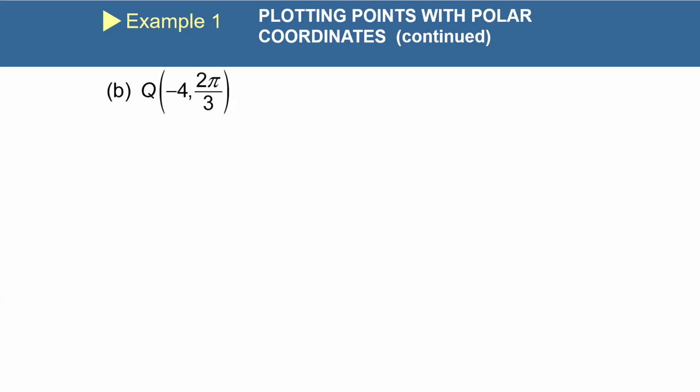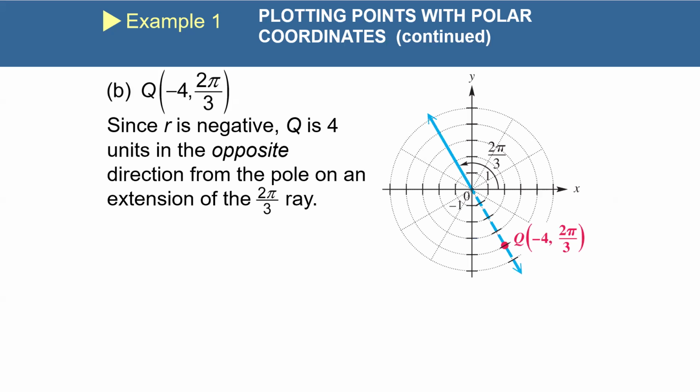2 pi over 3. Where is it located normally? What quadrant? Quadrant 2. So 2 pi over 3 is normally in quadrant 2, right? And so because it's a -4, instead of me moving towards it, I'm moving away from it 4 units. So my point is actually located at -4, 2 pi over 3, which is now in quadrant 4.